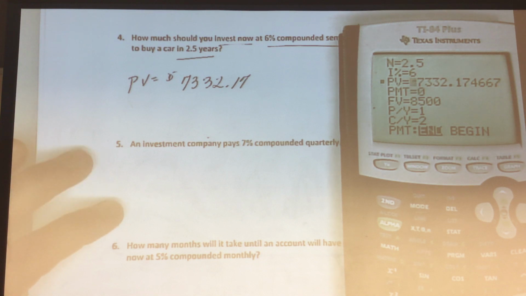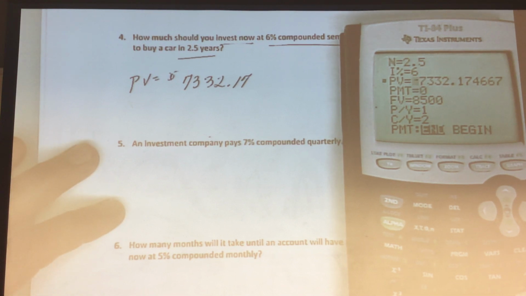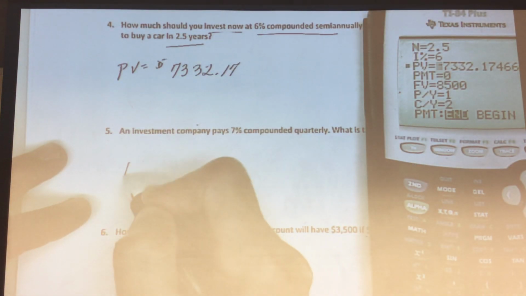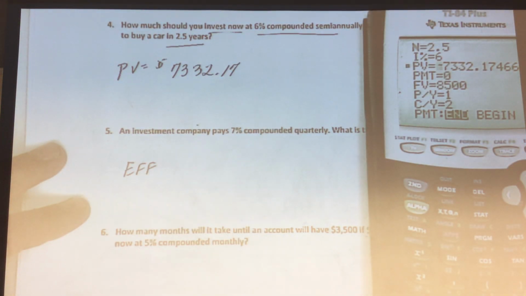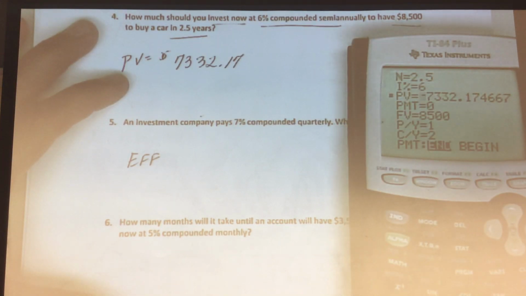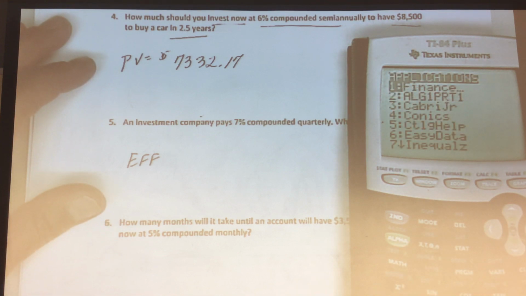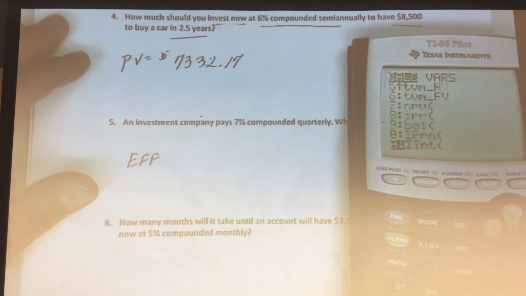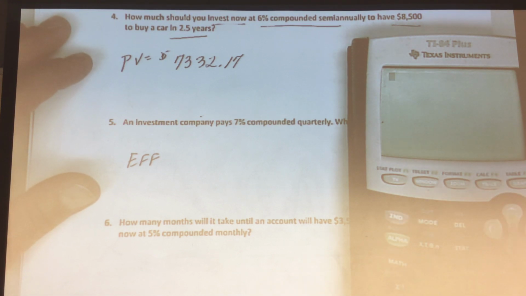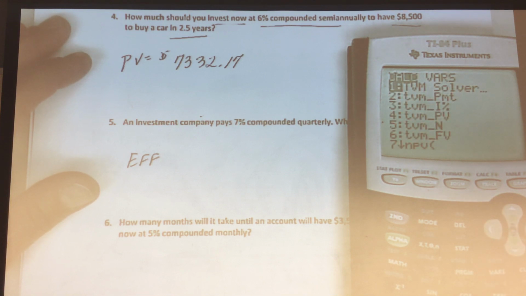Number 5, an investment company pays 7% compounded quarterly. What is your effective rate? So here I'm going to use a calculator for the effective rate. You can also use the formula if you'd like. But to find the effective rate, you're going to go to apps, finance, and scroll down to EFF. So let me clear that screen. So apps, finance, scroll down to EFF.